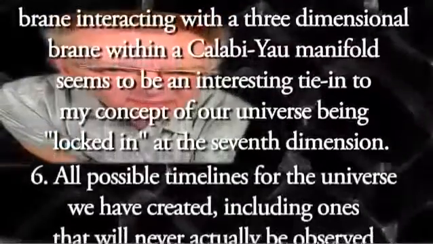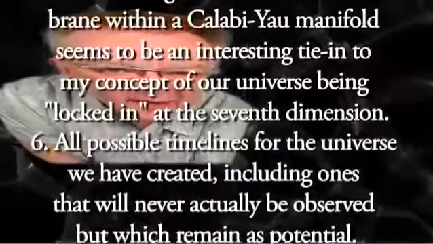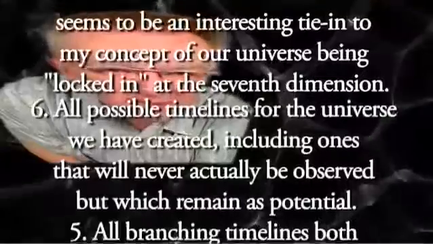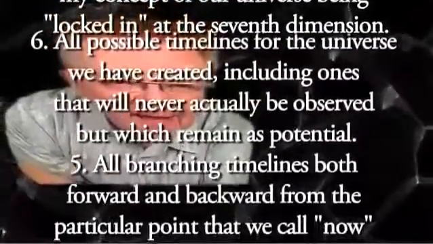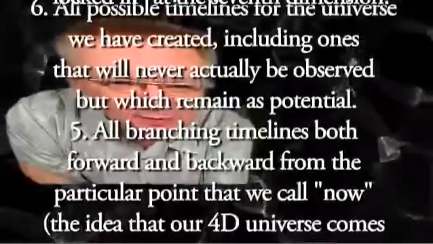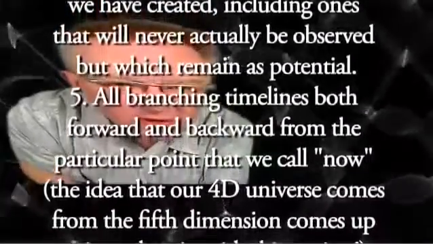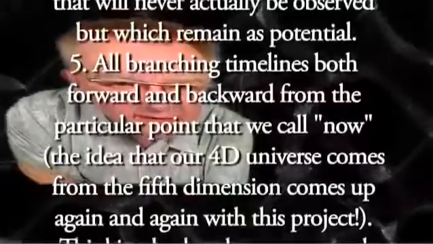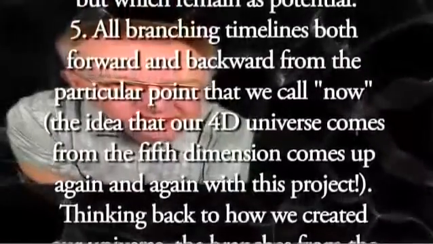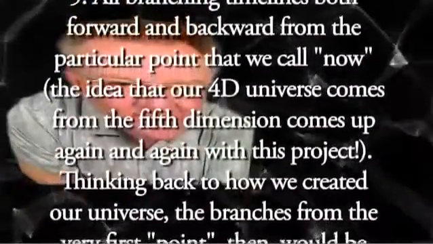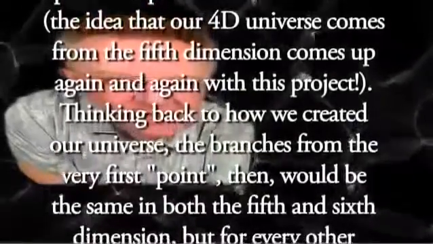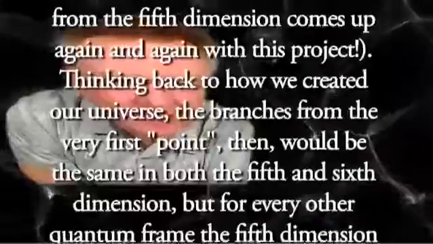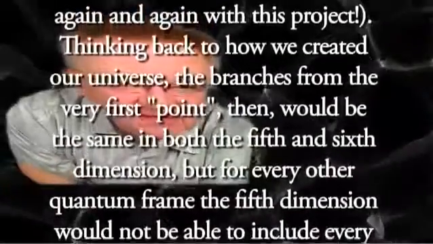6 would be all possible timelines for the universe we've created, including ones that will never actually be observed, but which remain as potential. 5 would be all branching timelines, both forward and backward, from the particular point that we call now. The idea that our 4D universe comes from the 5th dimension comes up again and again with this project. Thinking back to how we created our universe, the branches from the very first point would be the same in both the 5th and 6th dimension.